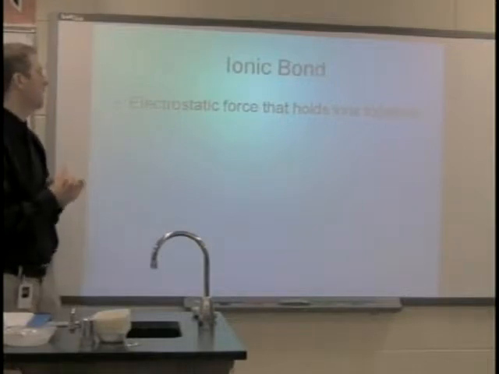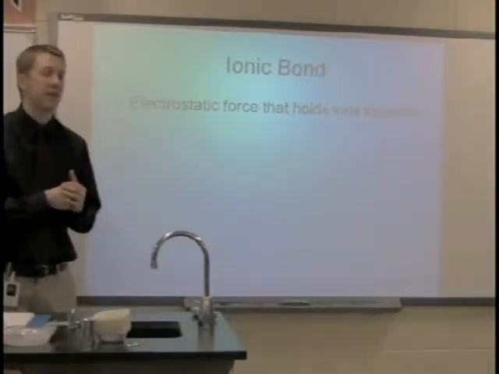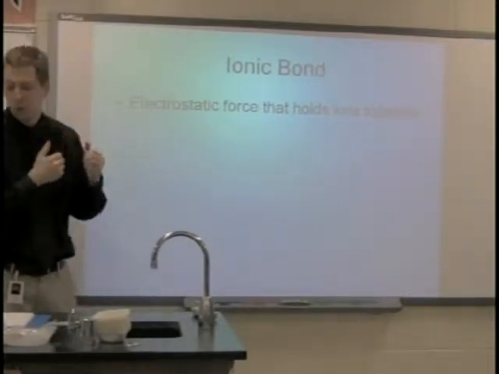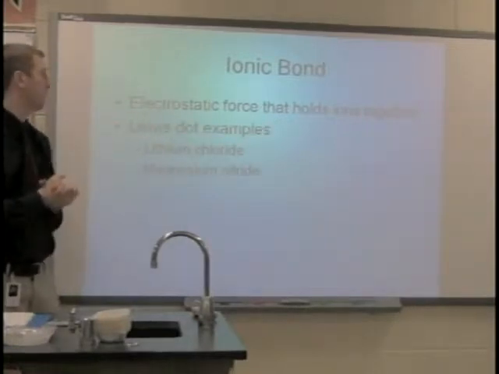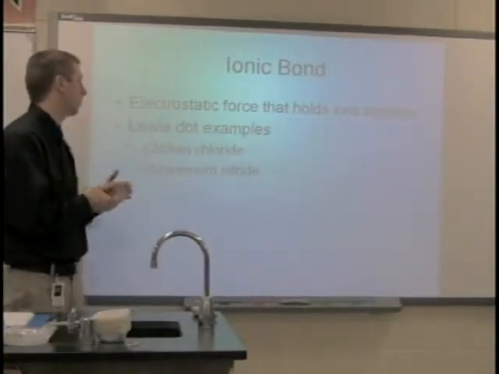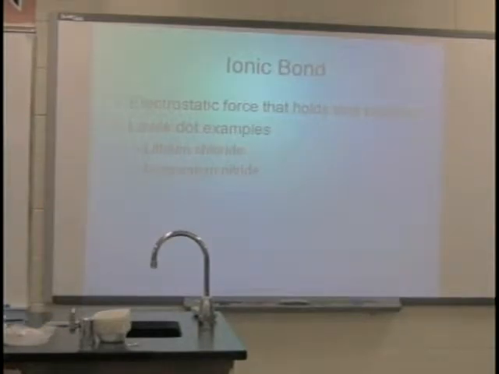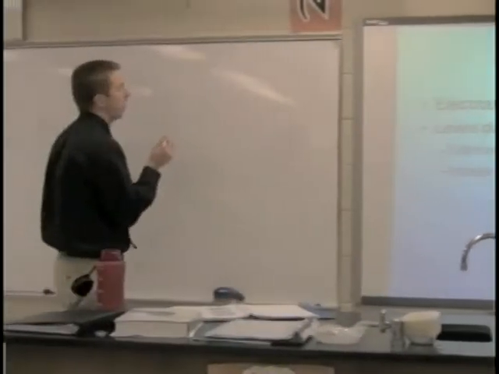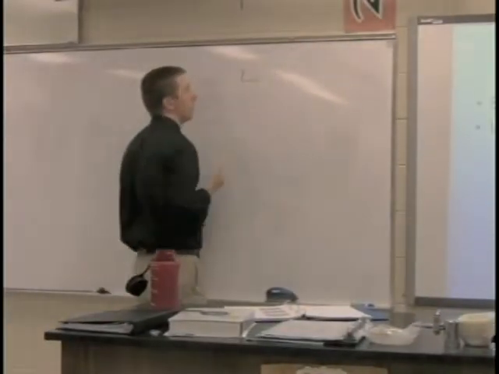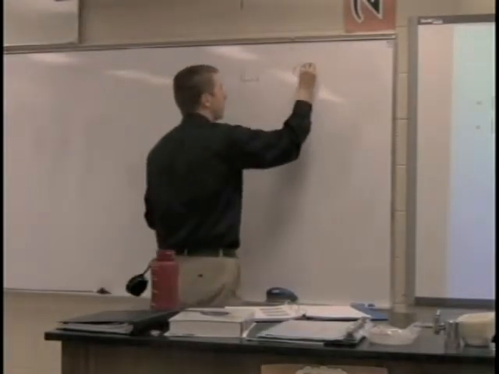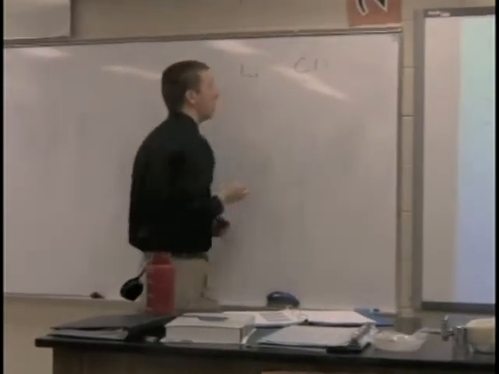An ionic bond, they state, is the electrostatic force that holds ions together, so your positive and negative forces hold each other together. I'm going to give you a couple examples Lewis dot-wise. One's going to be of lithium chloride, one's going to be of magnesium nitride. So we go over to the board here, how I'd start off with lithium has 1 outer electron. Chlorine has 7 outer electrons.